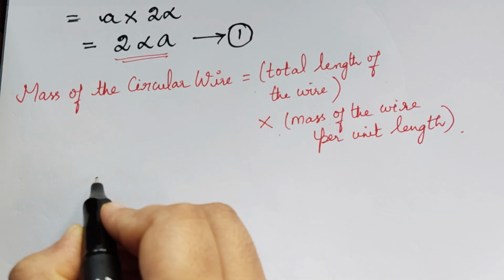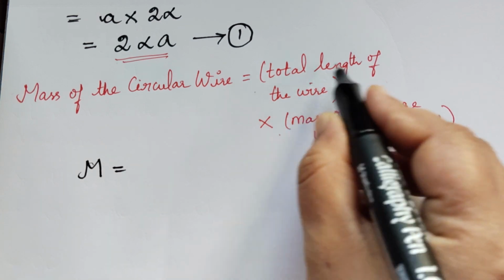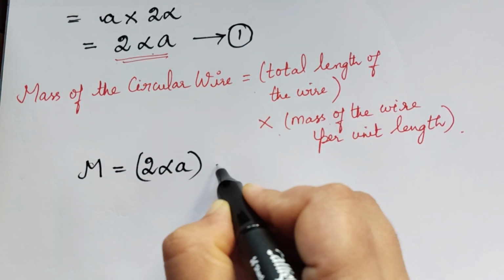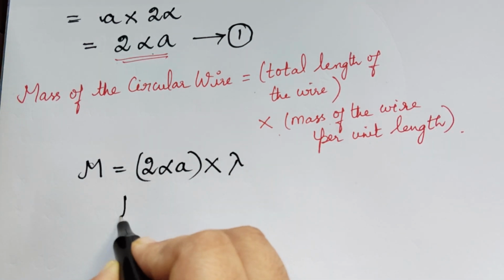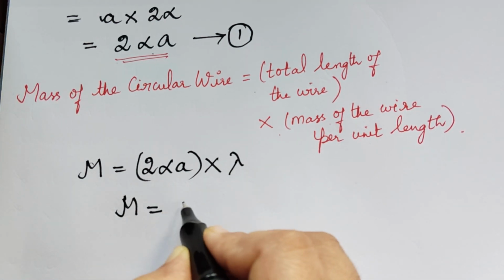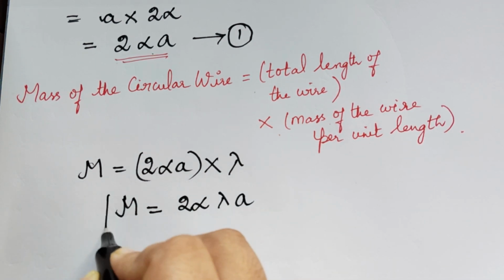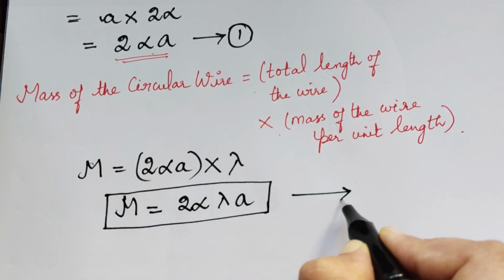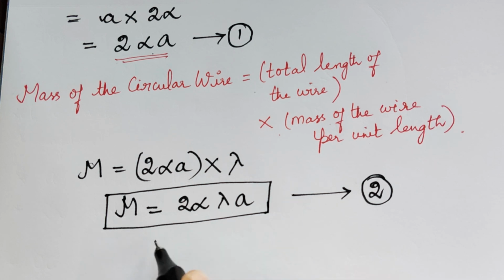Therefore the mass of the circular wire is represented as capital M, and that is equal to the total length, which is 2 alpha A, multiplied with the mass per unit length, which is lambda. And so capital M is equal to 2 alpha lambda into A. So this is the value of capital M. Let us mark this as 2. Okay, so we have got the value of capital M, which has to be substituted while finding the center of mass.